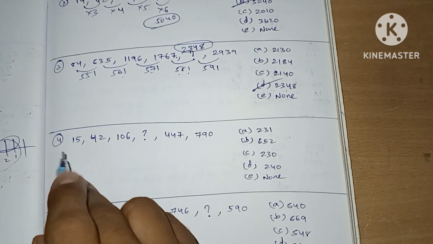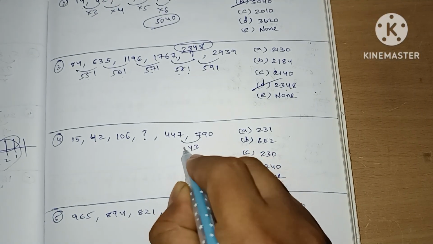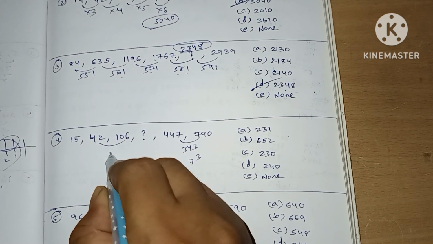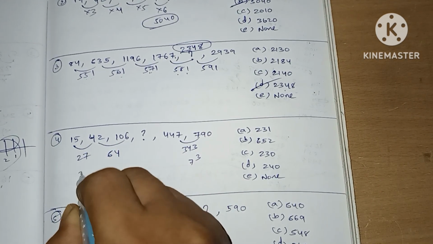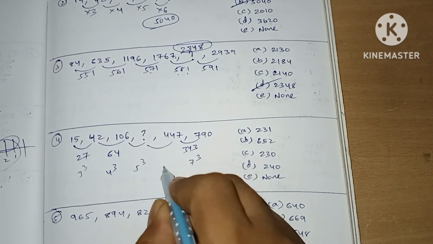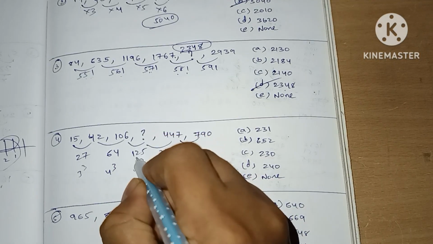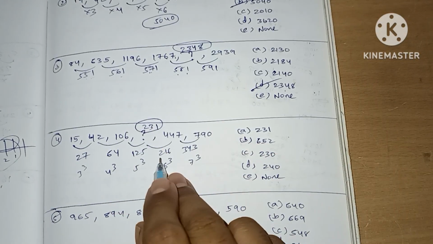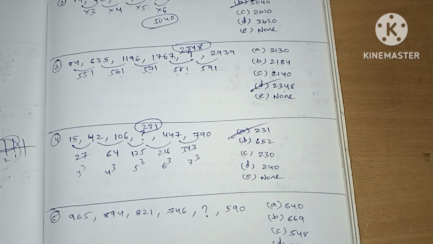Next, fourth question. Here we are going to see the differences. Here the difference is 343. Okay, it is 7 cube. Here the difference between these two is 64. Here the difference between these two is 27. So it is 3 cube, 4 cube. The next one must be 5 cube. Its next one must be 6 cube. 216 and 125. 106 plus 125 will be 231. 231 plus 216 will be 441. So our answer will be option A, 231.